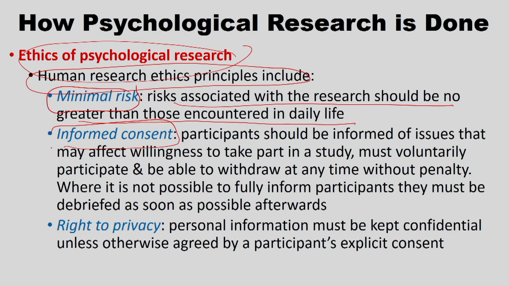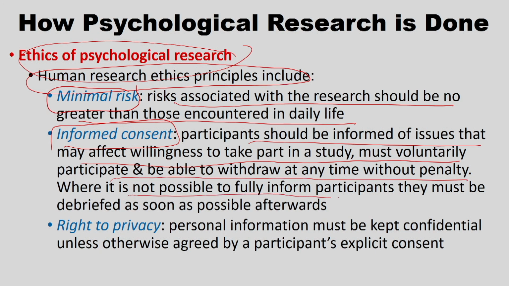Then informed consent. Before doing an experiment, we have to tell the participant what the experiment is about, what we are going to do, what benefit he is going to get out of it, and whether he agrees with free will to do the particular experiment. Participants should be informed of the issues that may affect willingness to take part in the study, must voluntarily participate and be able to withdraw at any time without penalty.